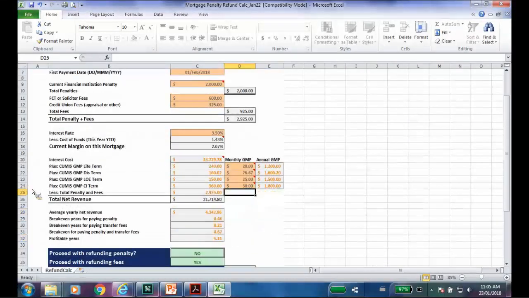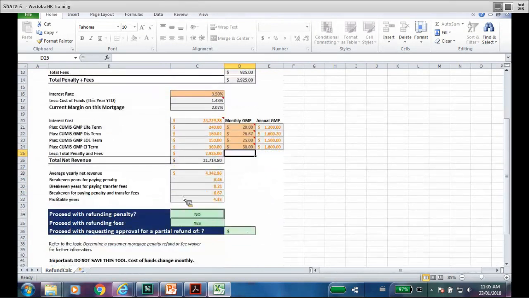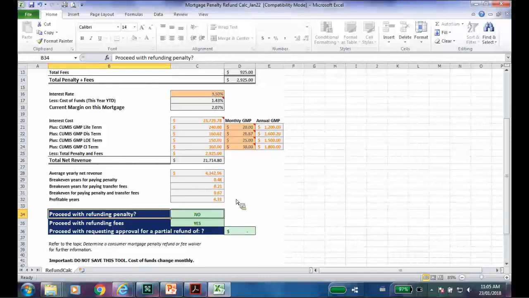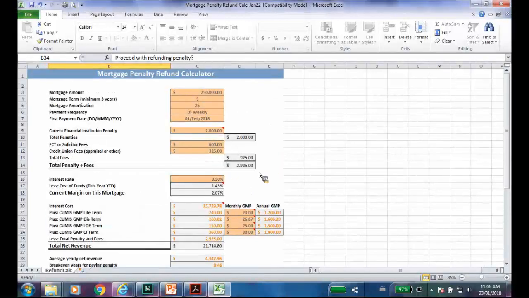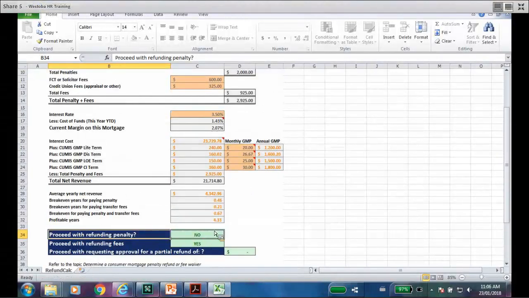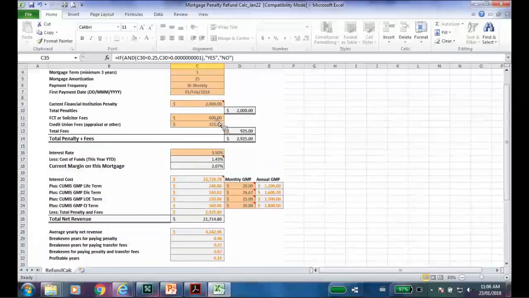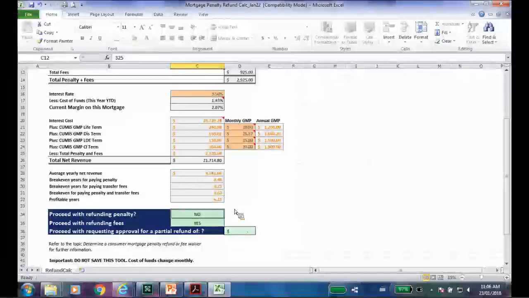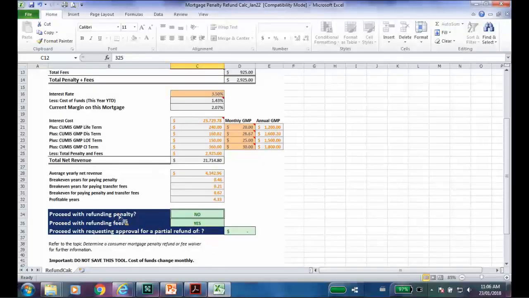And then at the bottom here, you are going to see a calculation. It'll tell us whether to proceed with refunding the penalty. In this situation, we would not refund the penalty of $2,000, but we would refund the fees. So there's $600 and there's also $325. Those fees would be refunded to the member in an effort to obtain their business. That's the first sample I wanted to show you.